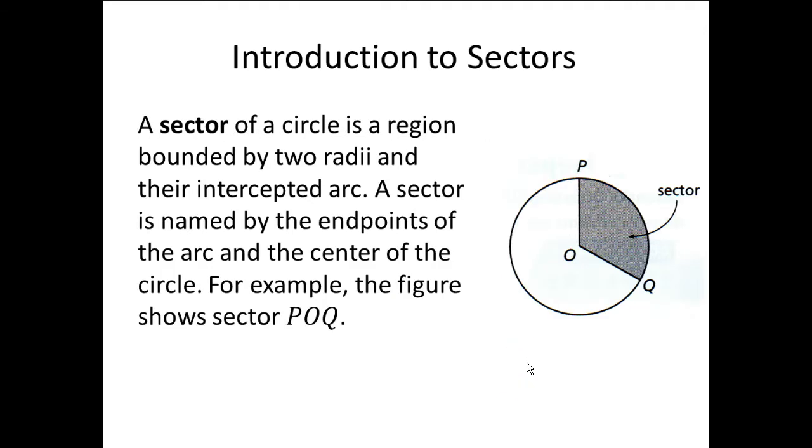Okay, on to sectors. A sector of a circle is a region bounded by 2 radii and the intercepted arc. A sector is named by the endpoints of the arc and the center of the circle. For example, in this figure, this sector is bounded by the radius OP and OQ and the arc PQ. So I would name this sector POQ, with O being at the center of my notation since it's the vertex of the angle.